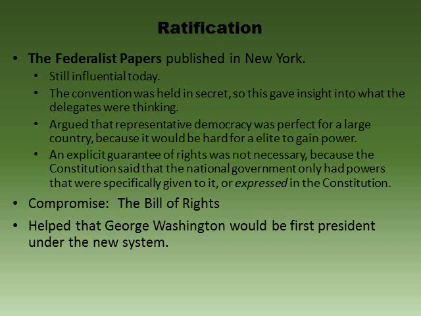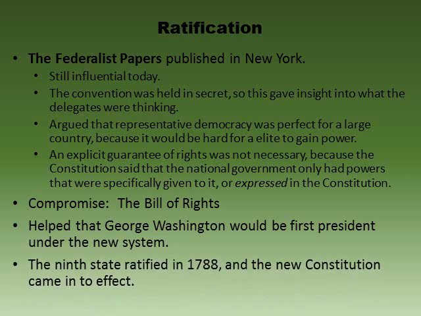So that kind of helped people say, okay, well, maybe it won't be so bad. If George Washington's willing to do it, and we know he's going to be good, they were willing to give him that sort of power. And so with those two things, that really damped down the criticism of the Constitution by the Anti-Federalists. And so ratification could proceed.